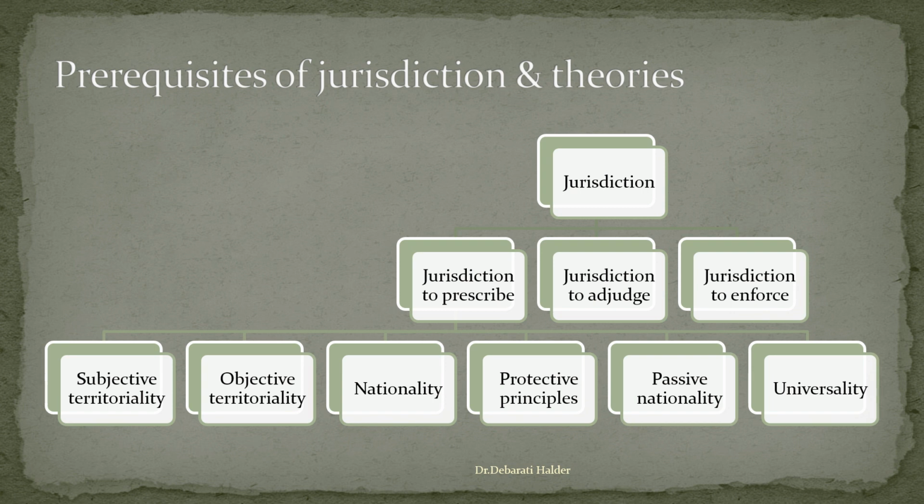We will now understand about the prerequisites of jurisdiction and the theories. As we have seen in the previous slides, jurisdiction can be jurisdiction to prescribe, which is prescriptive jurisdiction, jurisdiction to adjudge, and jurisdiction to enforce. The theories and principles of jurisdiction can include subjective territoriality, objective territoriality, nationality principles, protective principles, passive nationality principles, and universality principles.